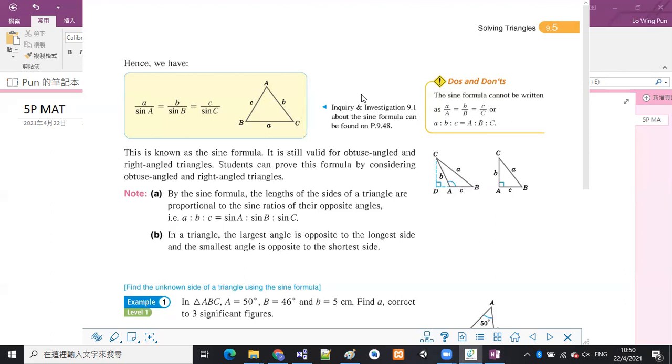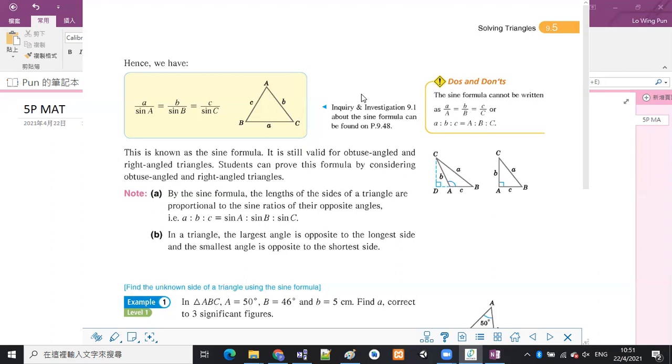Okay, there are 4 formulas in this chapter. I will teach you one by one. The first one, I'm not going to explain how we get the formulas. I just teach you how to use this formula. Is that okay? I'm not going to prove the formulas for you. First one is called the sine formula.